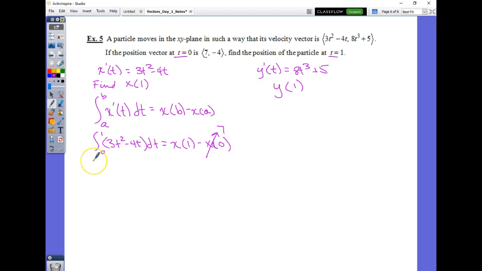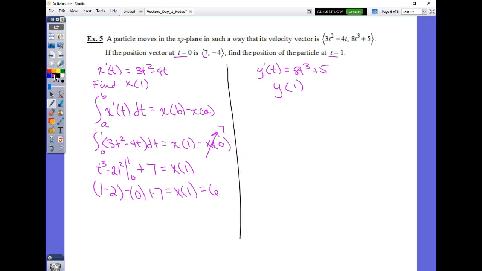So I can integrate this problem here. The antiderivative of 3t squared minus 4t is t to the third minus 2t squared, evaluated from 0 to 1. I can add to that the 7 from over here, and that will give me my x of 1. Or in this case, 1 minus 2 minus 0 plus 7 is x of 1. Negative 1 plus 7 is 6. Now that's half the problem.